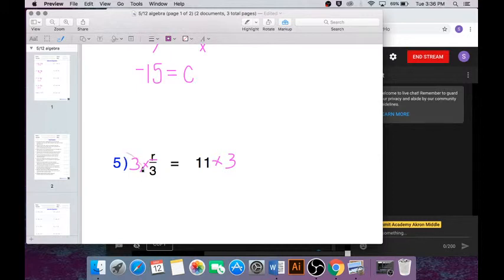Our multiplied 3 and divided by 3 are going to cancel each other out, leaving us with just r on the left. On the right, we have 11 times 3, and 11 times 3 is 33. So our answer is r equals 33.